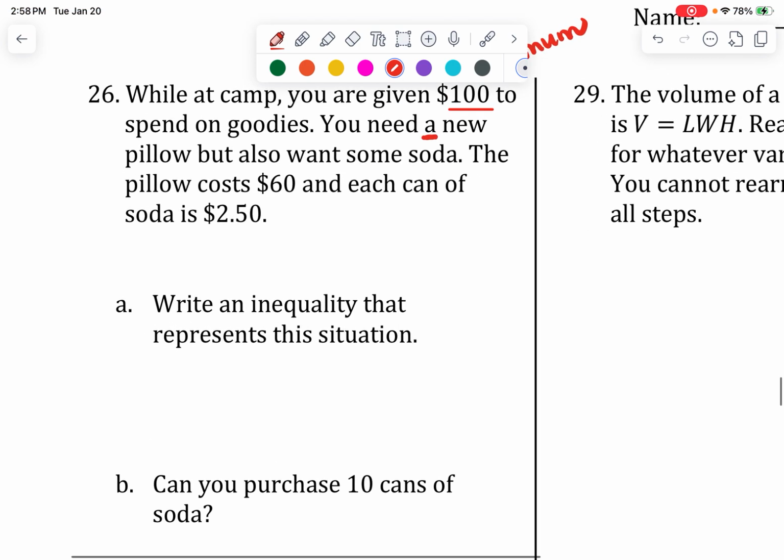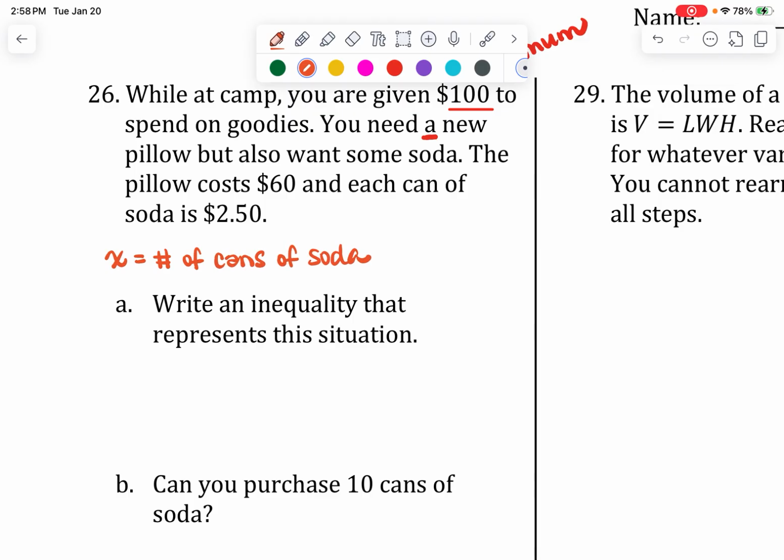Now, we talked about this in class. Remember with the cake mix and the icings that we talked about? The first thing I always like students to do is identify what their variable is. What can vary in this scenario? It's not the $100. It's not the $60 pillow. It's not the cost of the soda. It's the number of cans of soda that you can afford to buy.